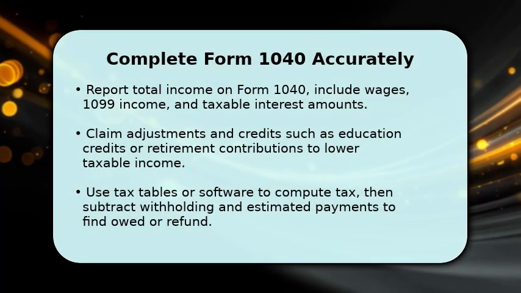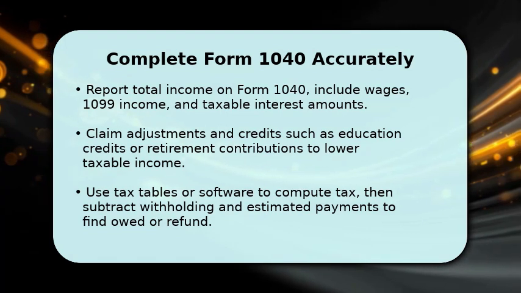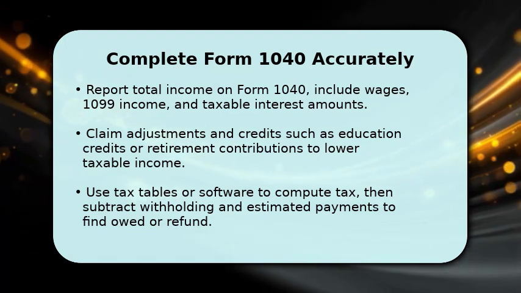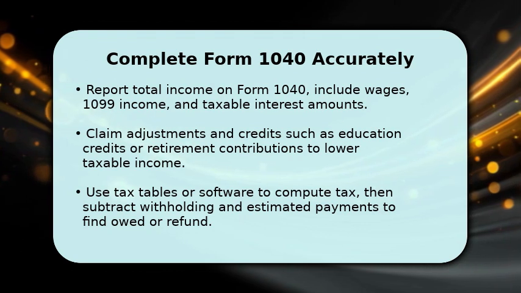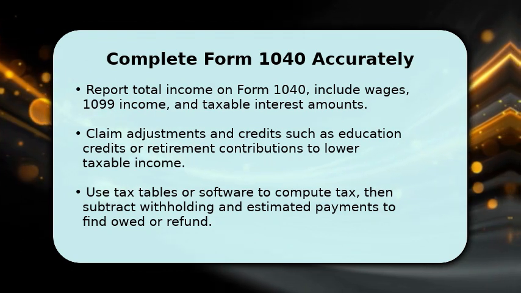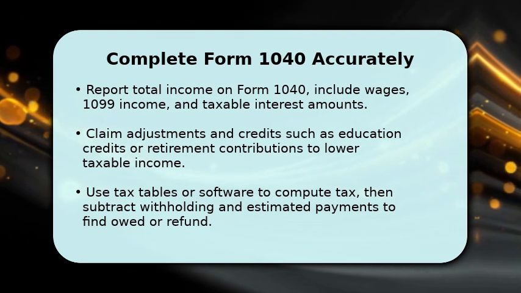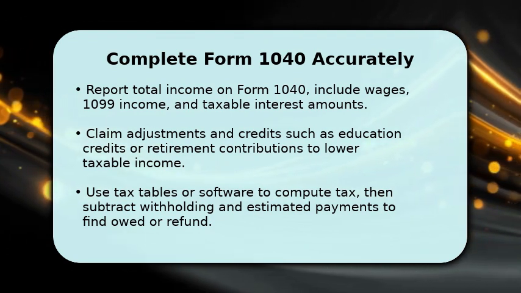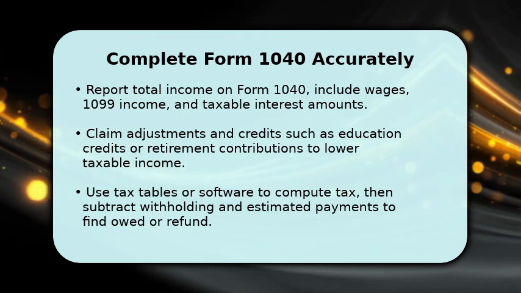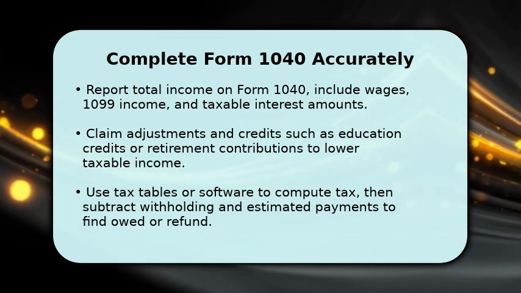Use Form 1040 to report all taxable income, wages, freelance 1099 income, interest, and dividends. Enter adjustments like deductible retirement contributions or student loan interest so you calculate adjusted gross income. Choose either the standard deduction or itemize with receipts and totals.